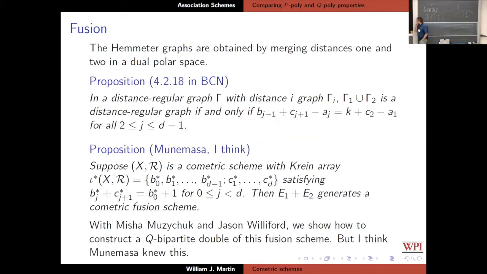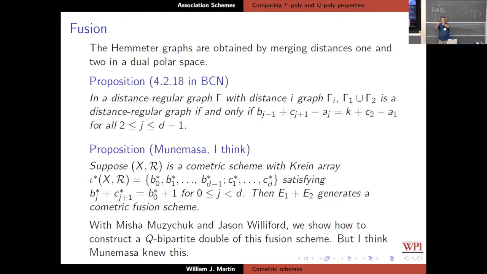Here's something that I think is really interesting. Sometimes you can take a distance regular graph and merge 2 of the relations. For example, you can take distance 1 union distance 2, and sometimes that's a distance regular graph, or distance 1 union distance 4 might be a strongly regular graph. We don't know really what's going on in the Q-polynomial world, in the cometric world. In distance regular graphs, it turned out that you can build the Hemmeter graphs, and I think Ustimenko graphs also can be obtained by merging distance 1 and 2 in some of the classical P- and Q-polynomial association schemes. So what happens when you merge E1 and E2?